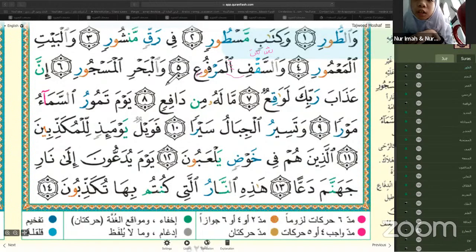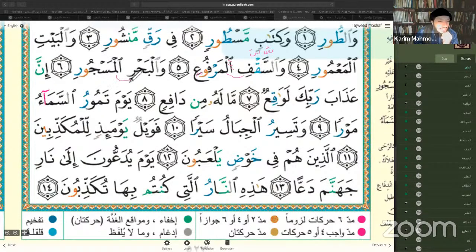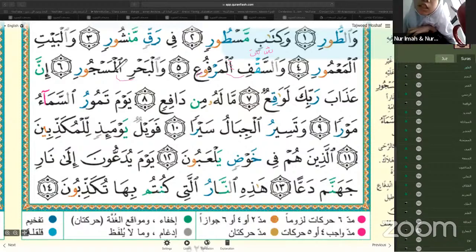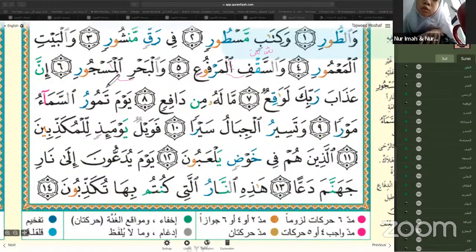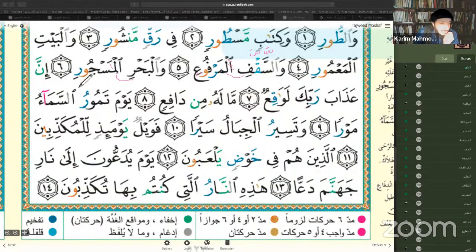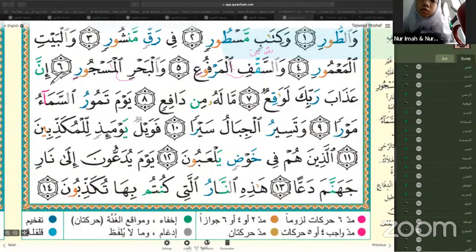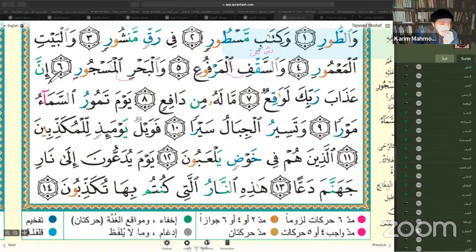You've got to jump the ra to the lam. This is the meem right there. See that little line right here? That's a meem. Okay, lam, then meem. This fatha is for this meem. Meem fatha and then sin. We're not going to say masjuri because we stop at the end of the ayah. We take the kasra out. So we say masjur. Good. Next. Quickly, come on, let's go.